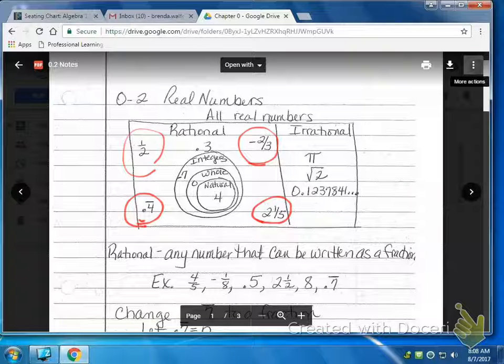But inside the rational set, there are these subsets. The biggest one is the set of integers. That means all positive and negative numbers that don't have any decimals or fractions with them. How do you make an integer a fraction? How would I make that -7 a fraction?